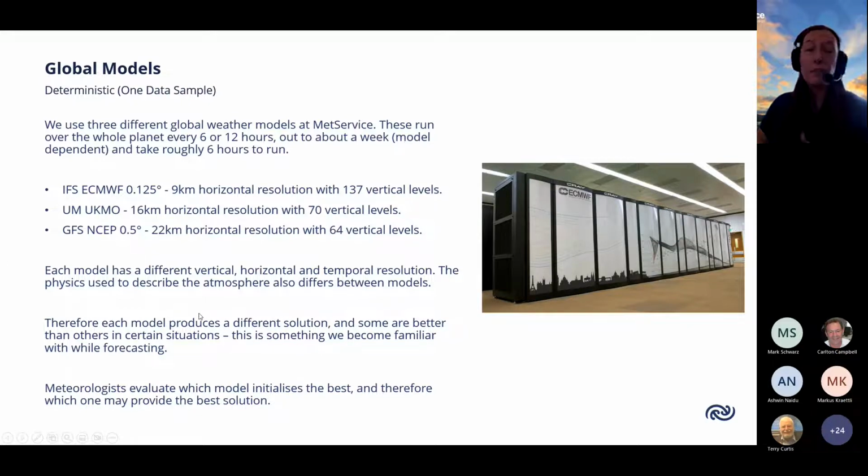Some do better than others in certain situations, and that's something that we learn as forecasters on the bench. We see like repeating patterns in models, and we can use that to determine whether or not we want to follow that model for the day. So it's our job as a meteorologist to evaluate the model, see which one's doing best today, and therefore that model might be doing best in the future. But we also have the ability to change the forecast as we see the models change and differ.